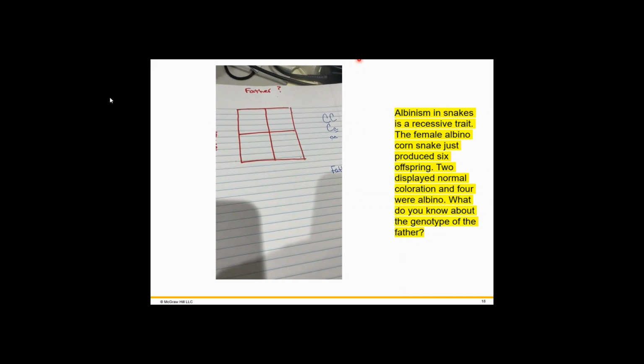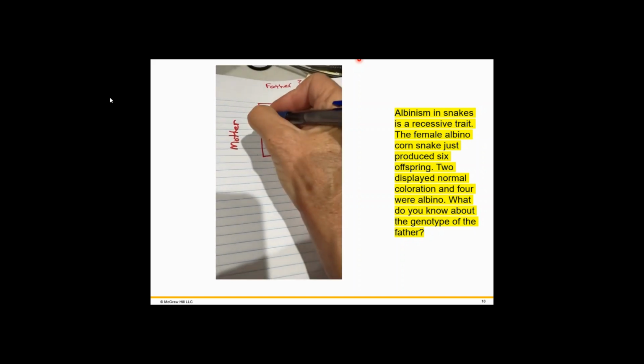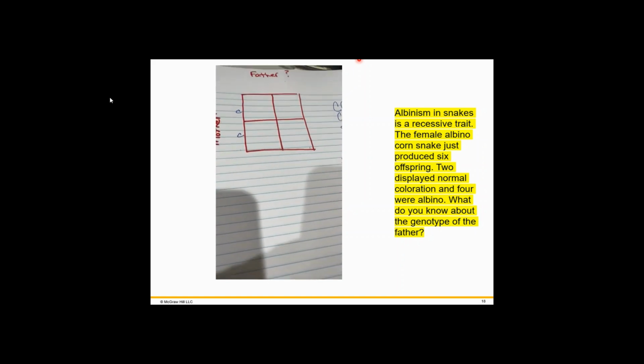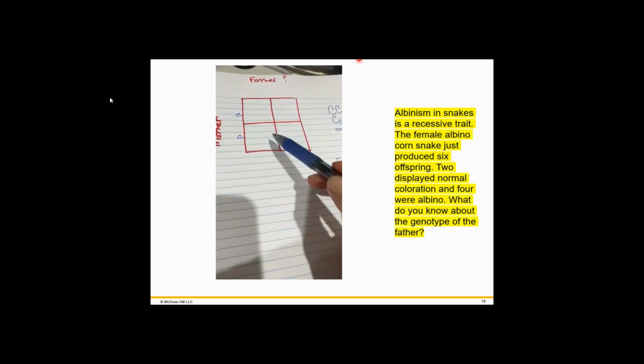Okay, so to set this up, it tells us that the female is albino, so we're going to set this up with 2 little c's. Now, you're going to have to kind of play around to figure out your Punnett square and how this would work. So let's start.